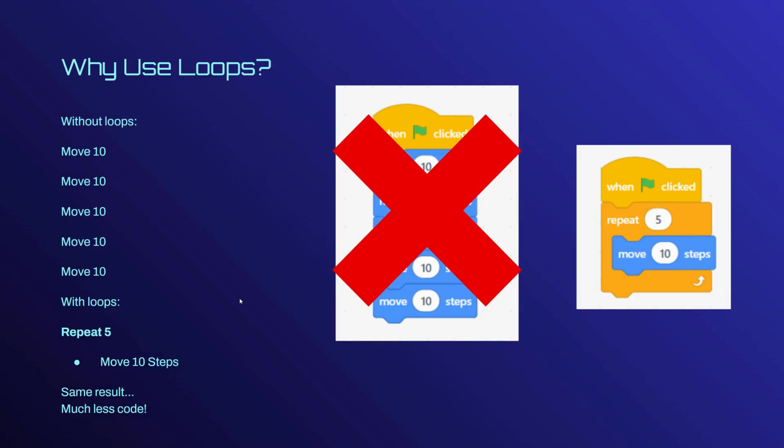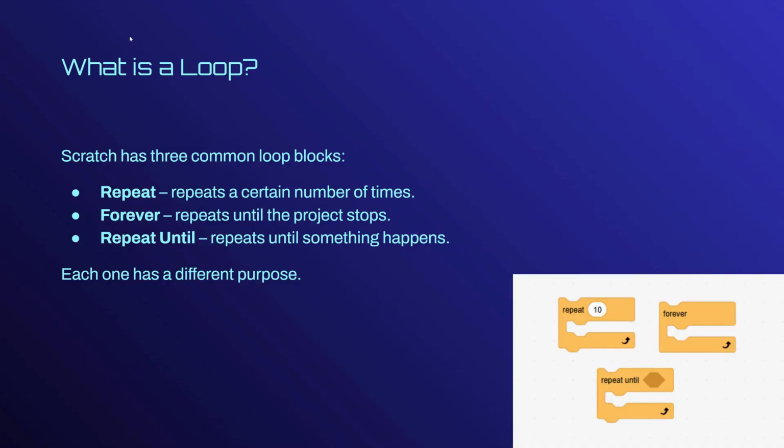What is a loop? Scratch has three common types of loops. Repeat, which repeats only a certain number of times. Forever, which repeats until the project stops. Or repeat until, which repeats until something happens. Each one has a different purpose and different use.